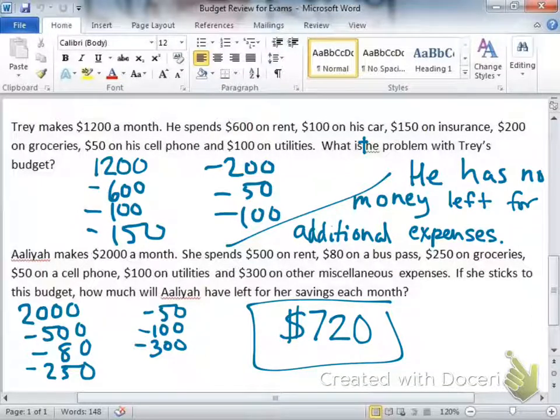That's a good budget, right? If something came up, an unexpected expense, she has money to cover it. She also has money in her savings each month.